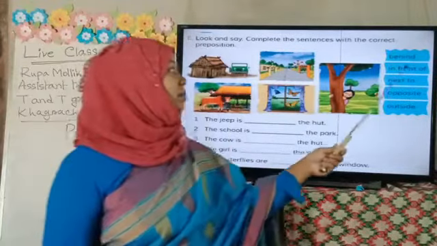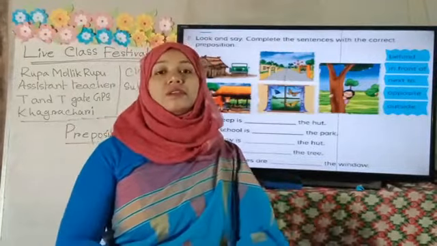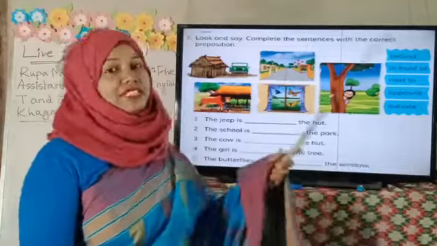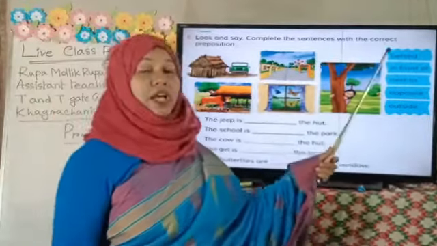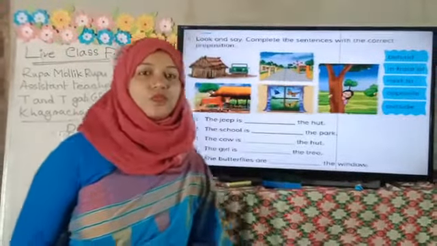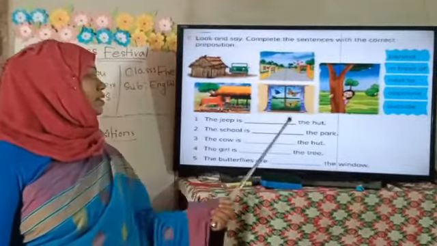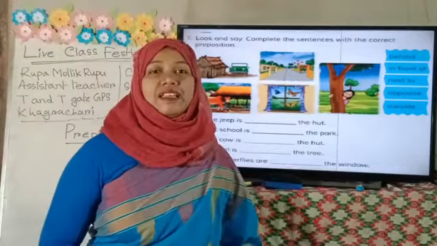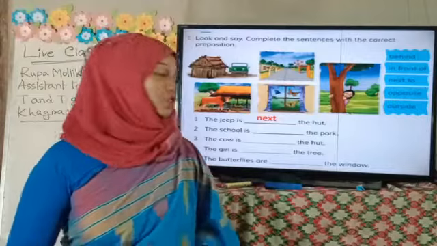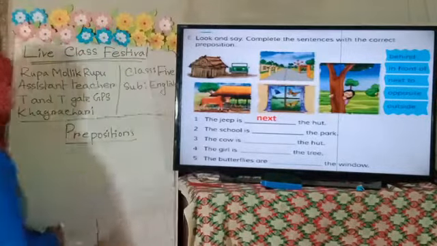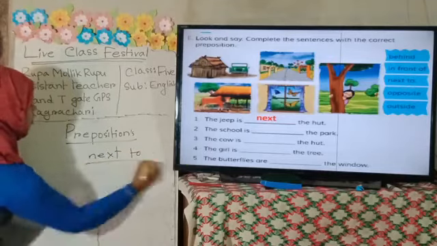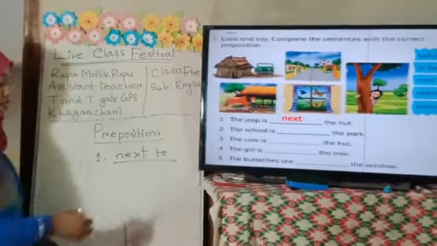And we have five words. So, which word is appropriate for the first sentence? Behind, in front of, next to, opposite or outside. The jeep is dash the hut. The jeep is next to the hut. Next to, dear students, we have to write next to. This is the first blank word.